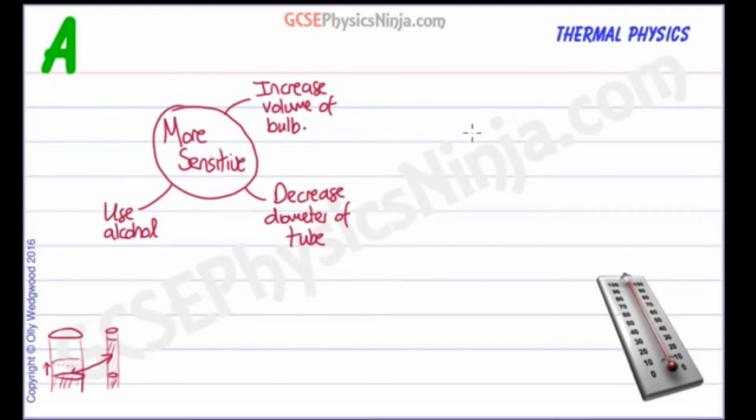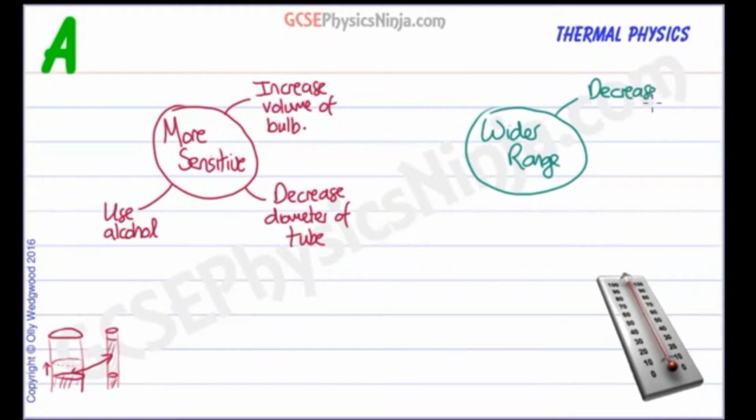Okay, what about making the range of temperatures that we can measure wider, so we can measure a higher temperature and a lower temperature? So how do we make a wider range? Well, we're going to do the opposite of making the thermometer more sensitive. So we're going to have to make the thermometer less sensitive so that we don't get as much movement in that thread of liquid for a certain temperature rise. So first of all, we're going to decrease the volume of the bulb.